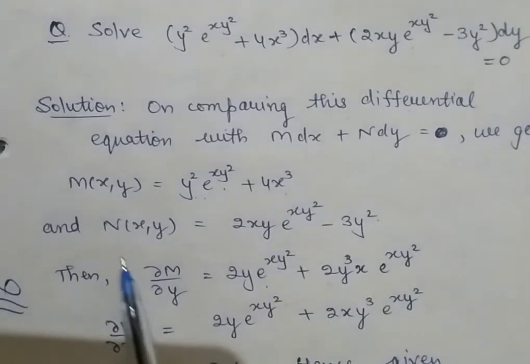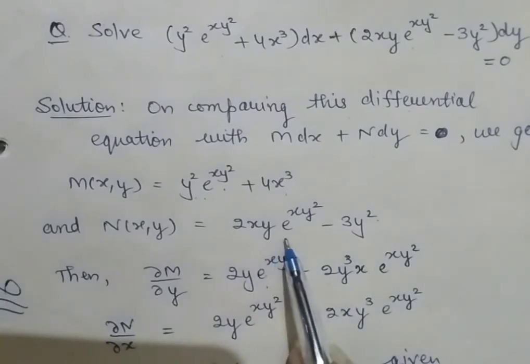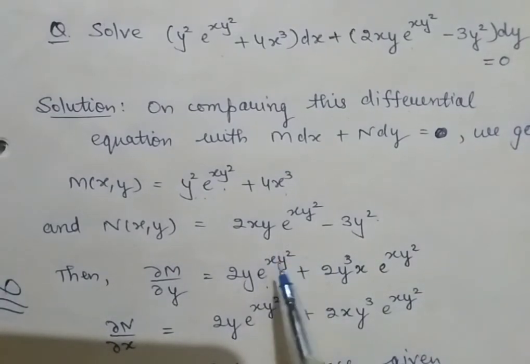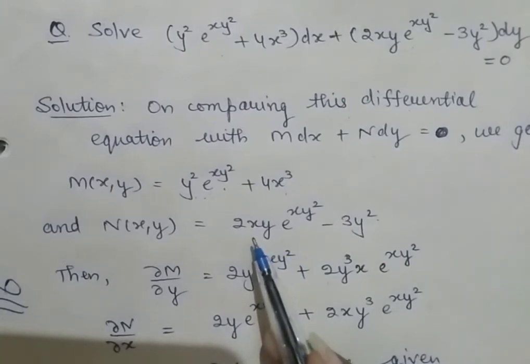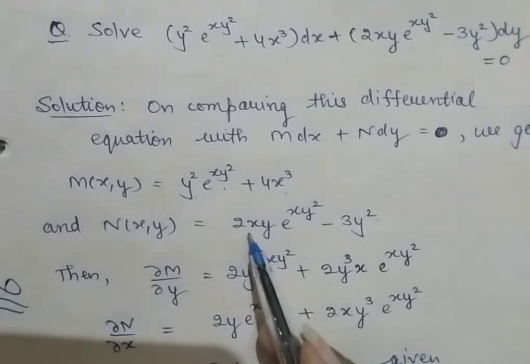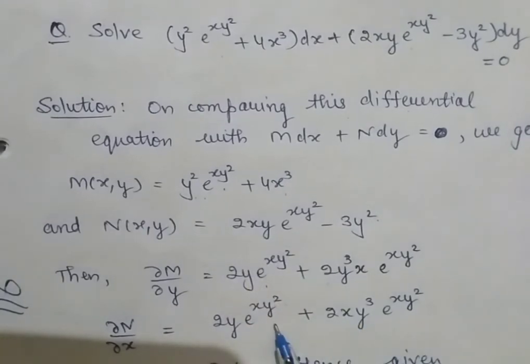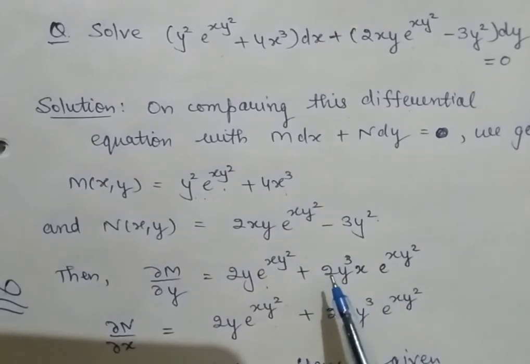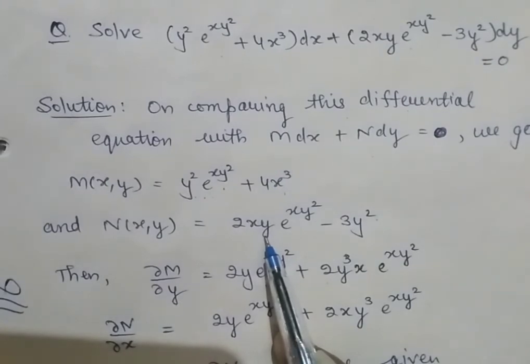Now we will check del N upon del x. Now we differentiate N with respect to x. Here we also apply the product rule. Now if we differentiate this 2x with respect to x, then I'll get 2y e raised to the power xy square, that is this, plus now if we differentiate y with respect to x, then I'll get 0 because y is constant if we are differentiating with respect to x.